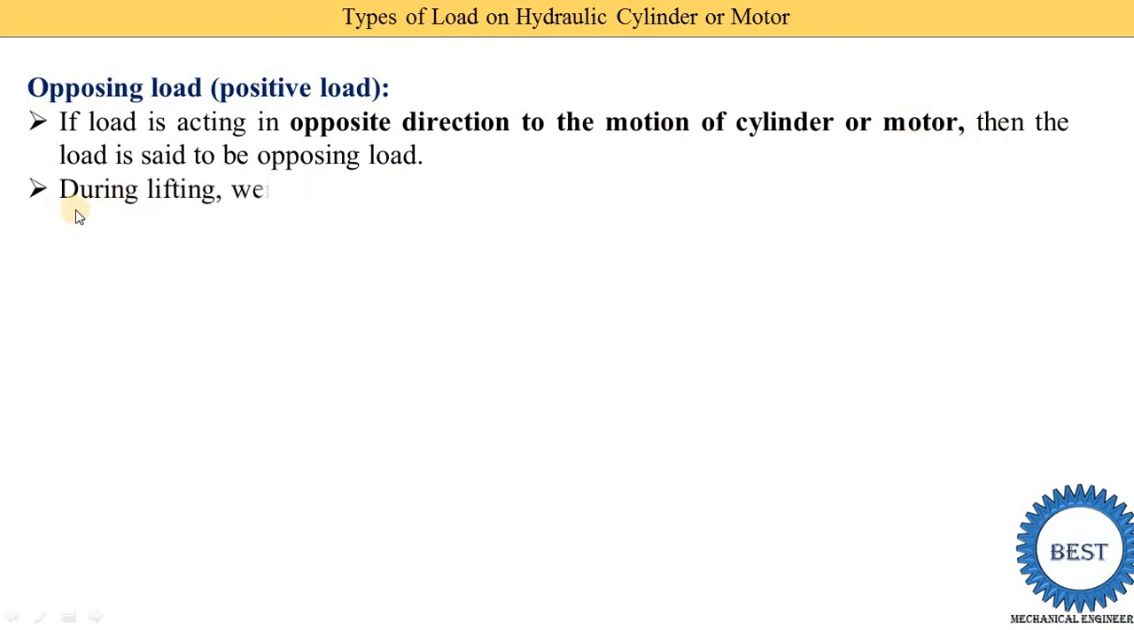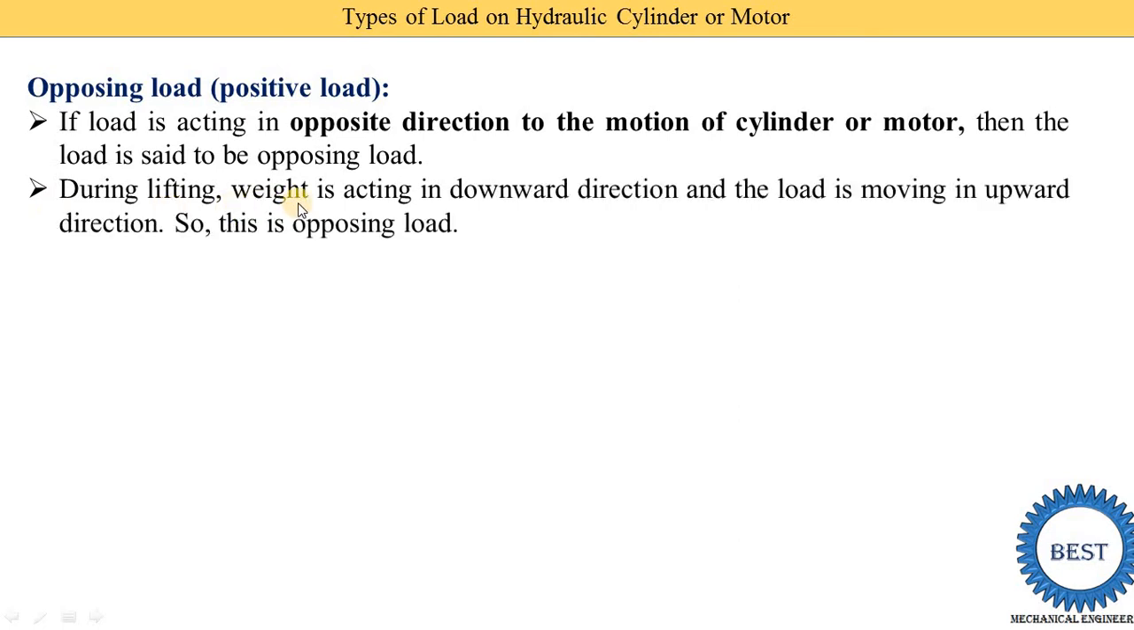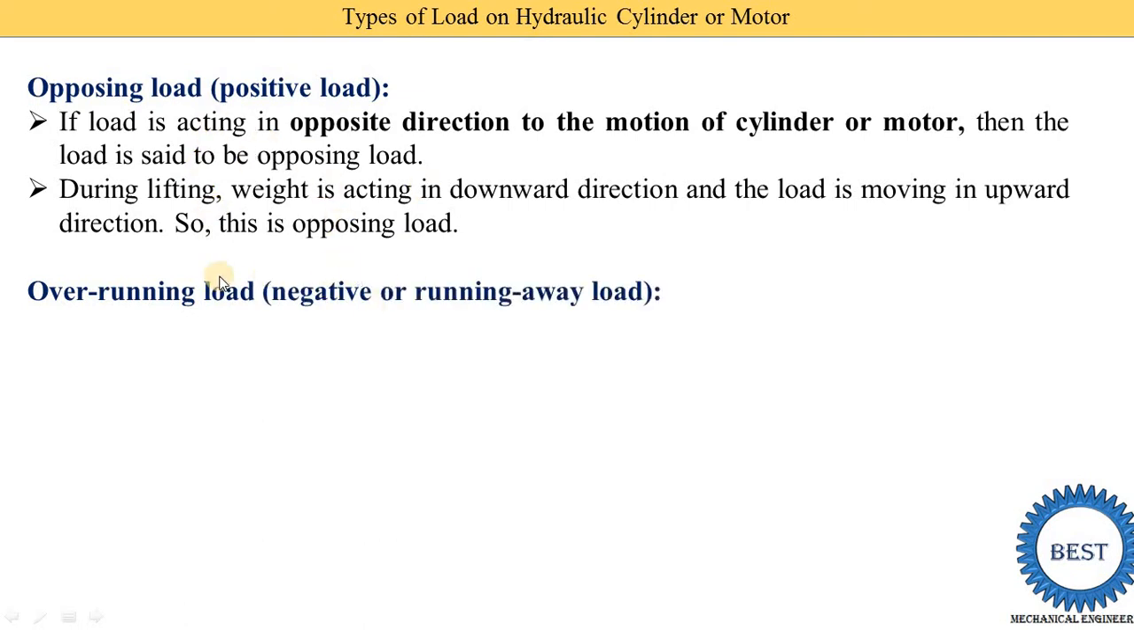During lifting the weight, suppose we use a hydraulic crane to lift the weight, at that time the load is called the opposing load. How? During lifting, the weight is acting in a downward direction due to gravitational force, the load is trying to move downward, and the load is moving in the upward direction, so it is called the opposing load. Now we will also consider different examples after studying these definitions of the overrunning loads.